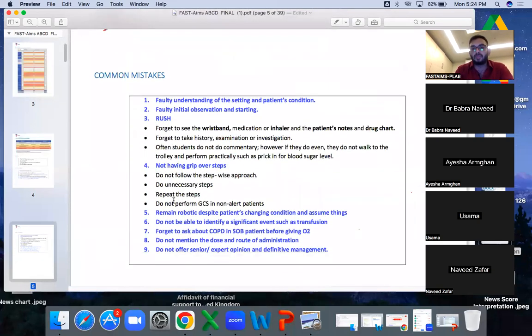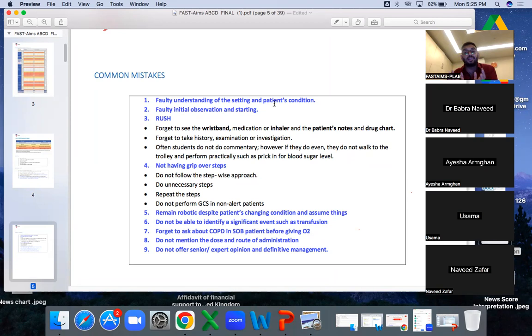Common mistakes. The common mistakes people make, these are very common mistakes. We, as students, when we go to the exam, I have highlighted them. Faulty understanding of setting and patient's condition. This is quite important, because sometimes we are told that it is the same station going to come there. They only change one single setting, and you do not go there with open eyes, and you get into that trouble. So faulty understanding, for example, what is that? If the patient has already undergone a procedure, appendectomy, this should be in your mind. You are not asking those questions again and again, because it is understood that you have read the notes, you will proceed. Okay? Second, faulty initial observation and starting.